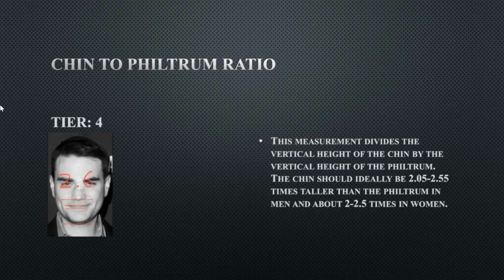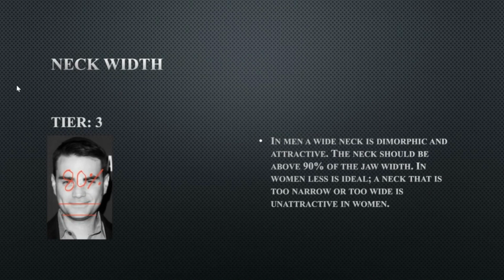His chin to philtrum ratio is a tier 4. His philtrum is a little bit shorter for his chin. He does have a very long chin, and for that reason I deducted some points. If his chin was a little bit shorter, it would have been within the ideal range. His neck width is a tier 3 at 80%, so his neck is not wide enough for his face, and like I said again, he does have a wide jaw, so that also adds to it.